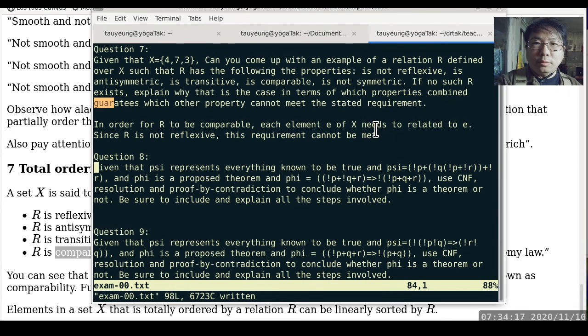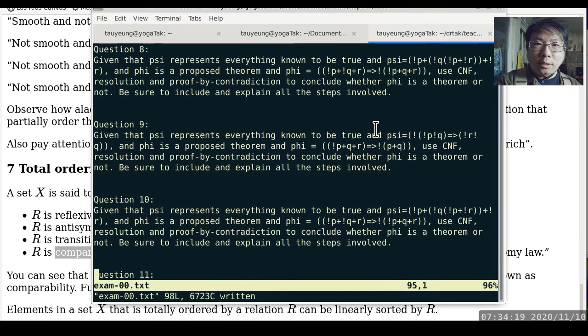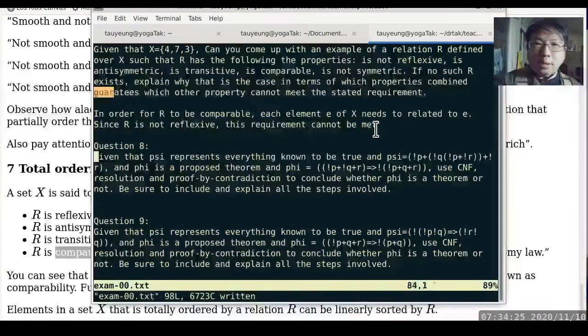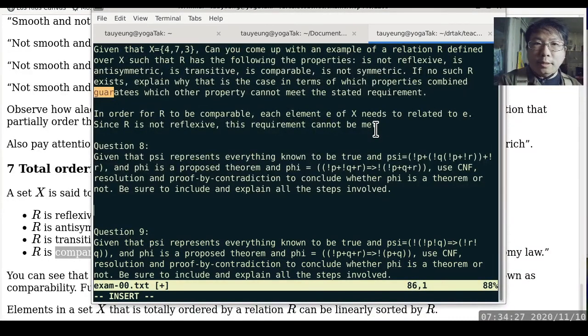All right, so questions 8, 9, 10 and 11 are all based on resolution. They all start with a psi. So we have to translate psi into CNF first. You have to remember what CNF is. It's conjunctive normal form.